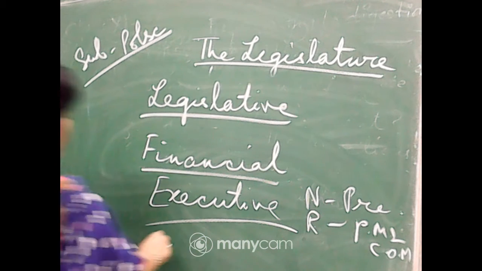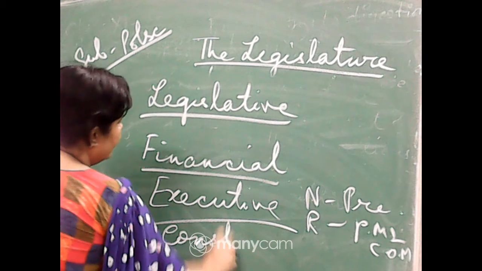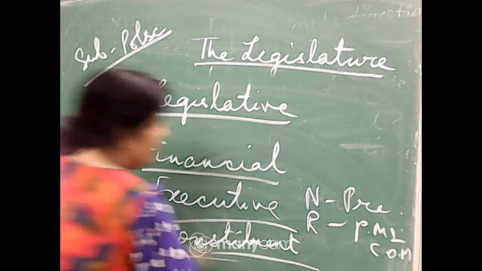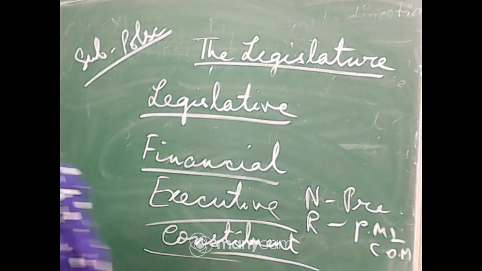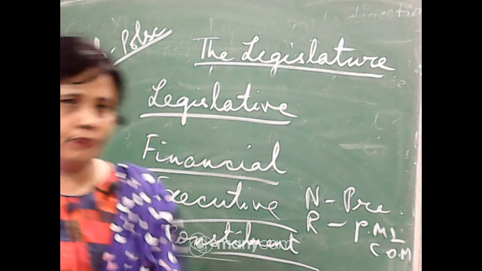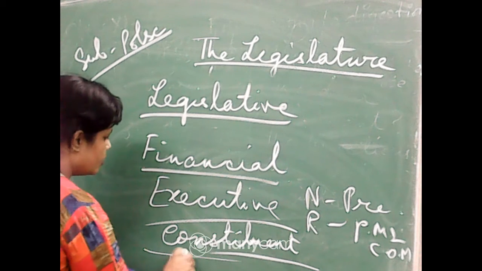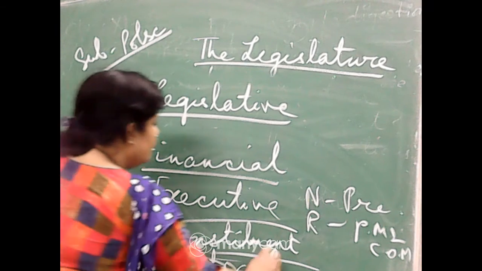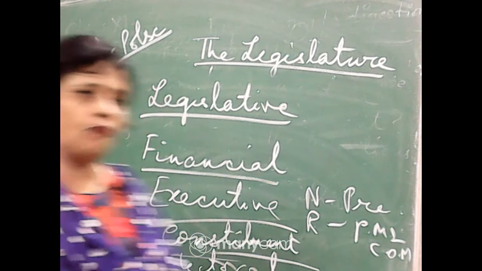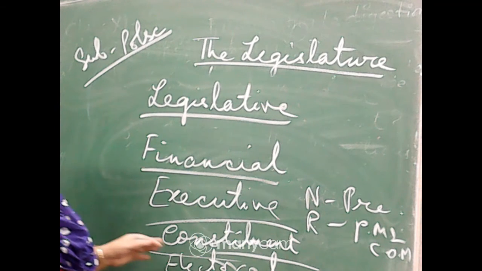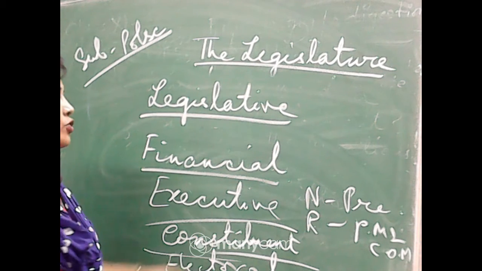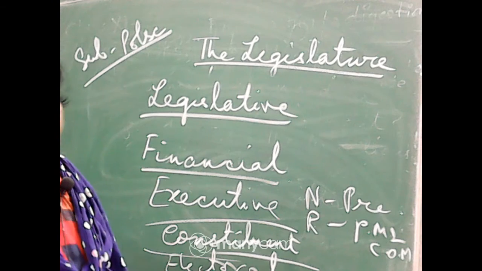Next, constituent functions. That means amending the constitution. For amending the constitution also, I have told you that a bill has to be passed from both the houses with 2/3 majority, and then go to the President of India. Next is electoral functions. That means for electing the President and Vice President of India, an electoral college is formed, and members of both the houses, Rajya Sabha and Lok Sabha, are the members of the electoral college.